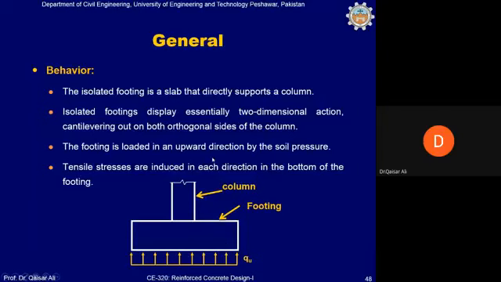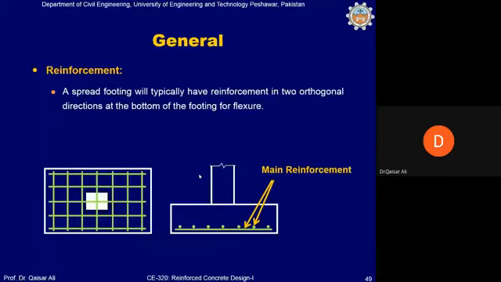So the footing is loaded in an upward direction by the soil pressure, and tensile stresses are induced in each direction in the bottom of the footing. The reinforcement will be placed along both directions, along this direction as well as along this direction, because tensile stresses will be produced along both orthogonal directions. Now this column footing can be designed by assuming that there are two cantilevers, one in this direction and another along this direction. If the column is square in shape, we only design this side, and the same reinforcement can be placed in the other sides.